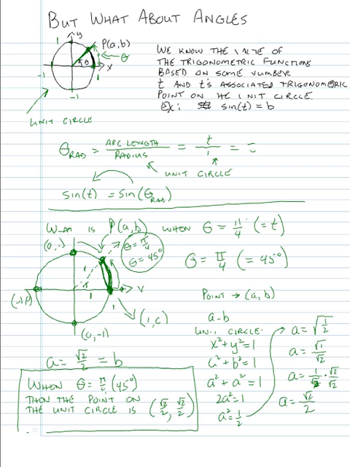So now we can find the sine of pi over 4. We can find the cosine of pi over 4. We can find all of the 6 trig functions. Let's go through that.